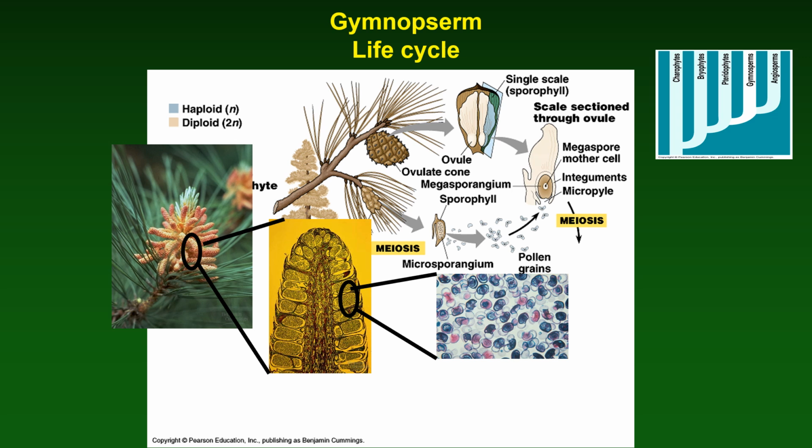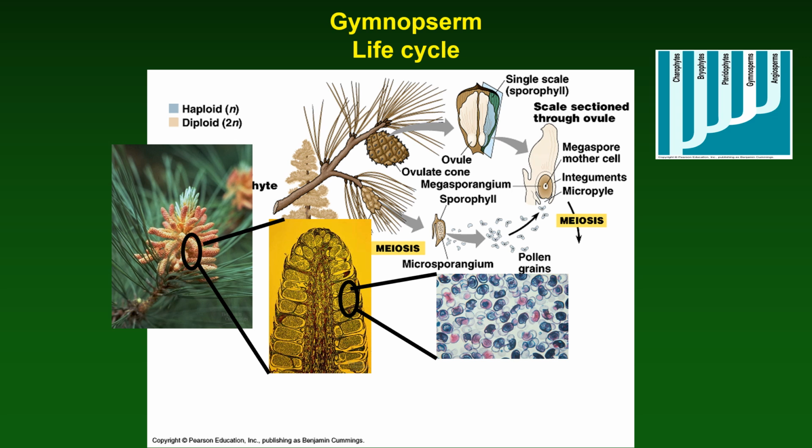Those are the pollen grains. And the pollen grains contain sperm cells. The pollen grains are released into the wind, and maybe, if they're lucky, they will just happen to land on a female structure. So the ovulate cones, they contain structures called ovules.